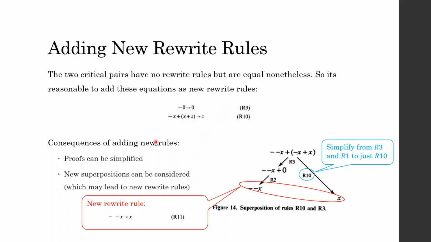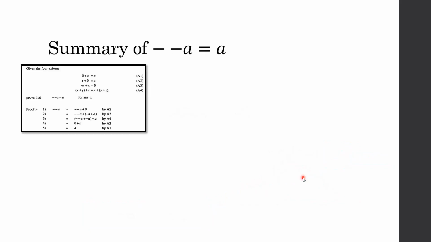So as I said, adding new rules will give you a simplified proof, and new superposition can be considered because of this. Then after that, we can generate a new rewrite rule from here. So this is a superposition of R3 and R10. Let's summarize what we have for negative a equals a. Initially, we have the equational axioms, 4 of them. We try to write the proof, so the left hand side goes all the way to the right hand side.